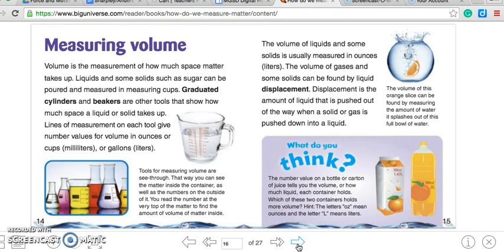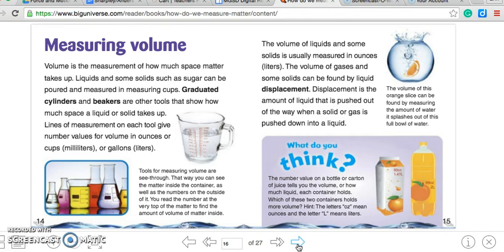liters. Tools for measuring volume are see-through. That way you can see the matter inside the container, as well as the numbers on the outside of it. You read the number at the very top of the matter to find the amount of volume or matter inside. The volume of liquid in some solids is usually measured in ounces or liters. The volume of gases in some solids can be found by liquid displacement.